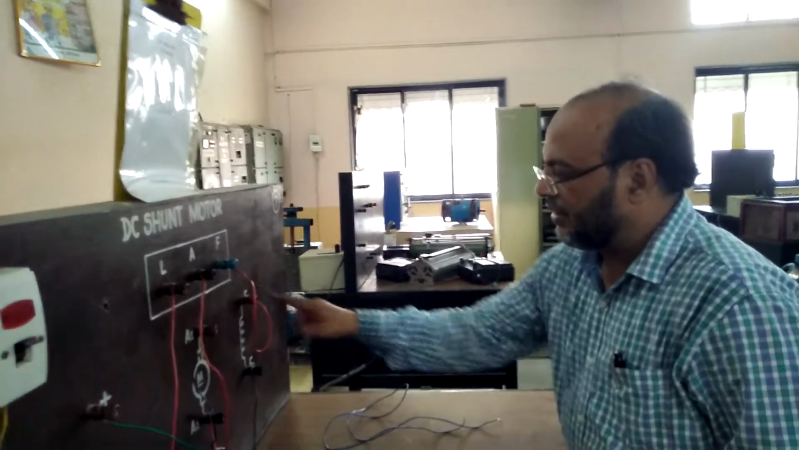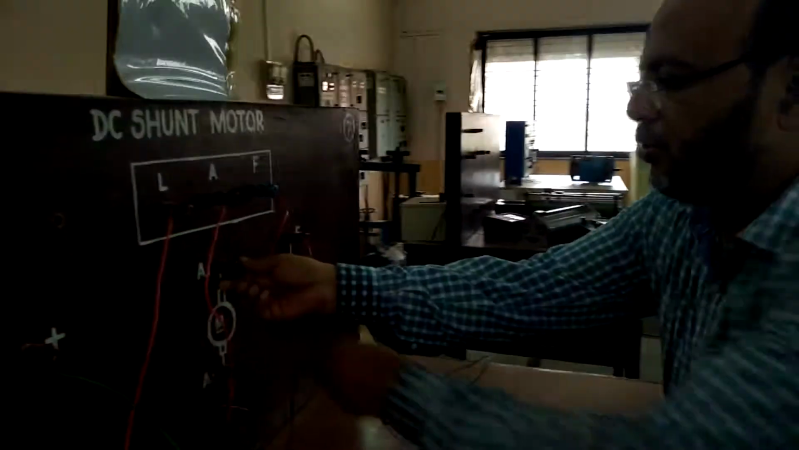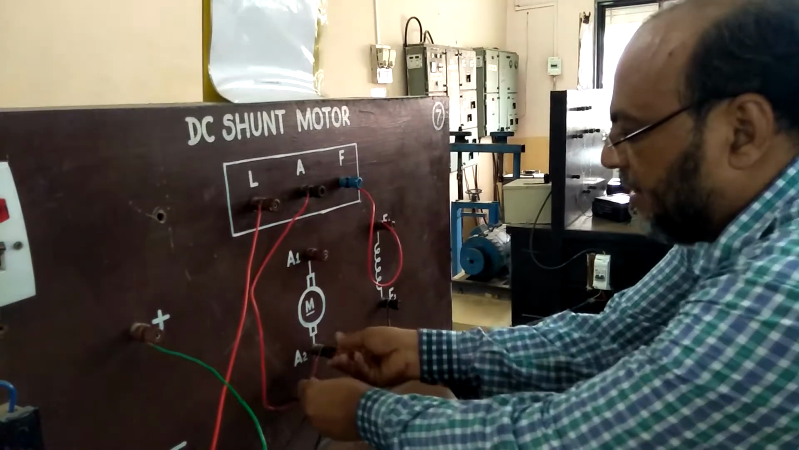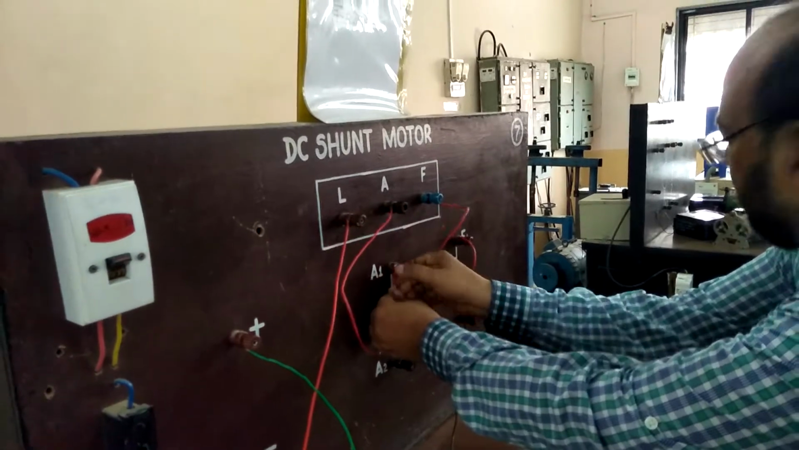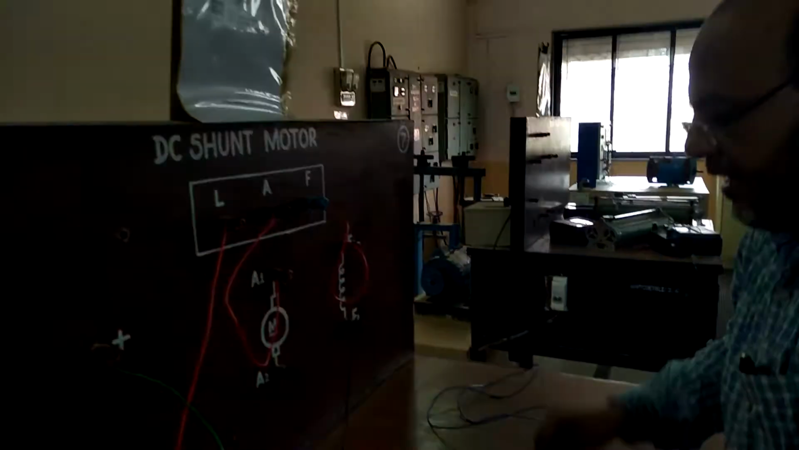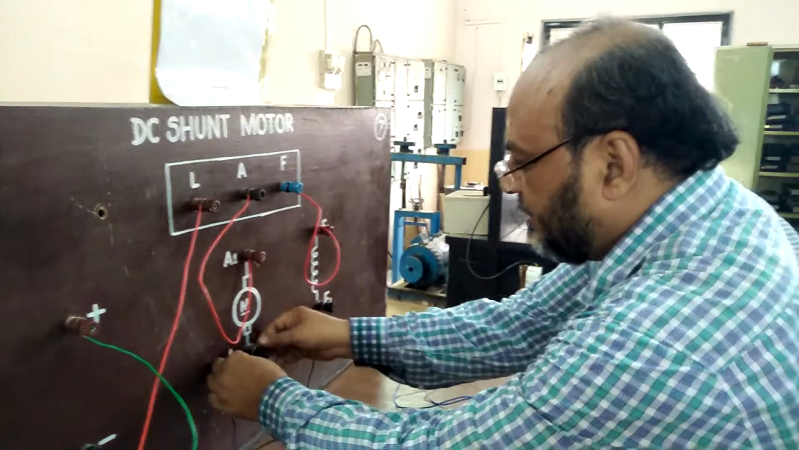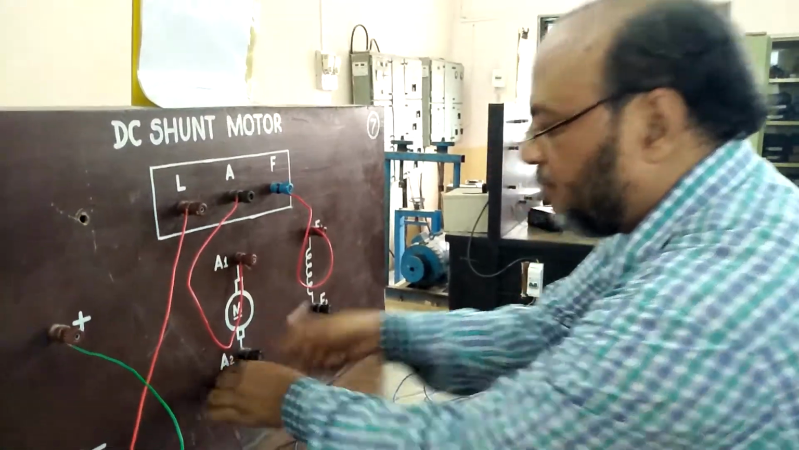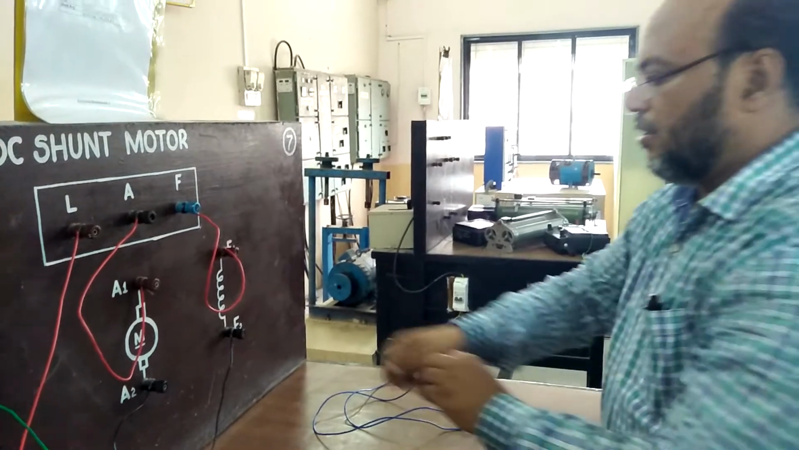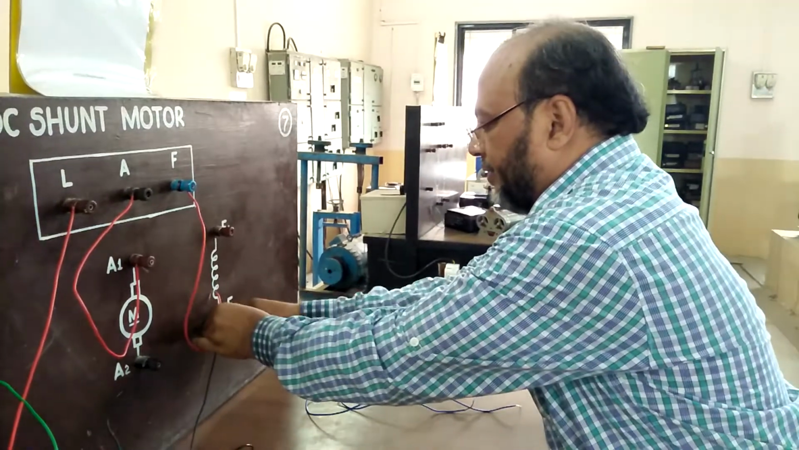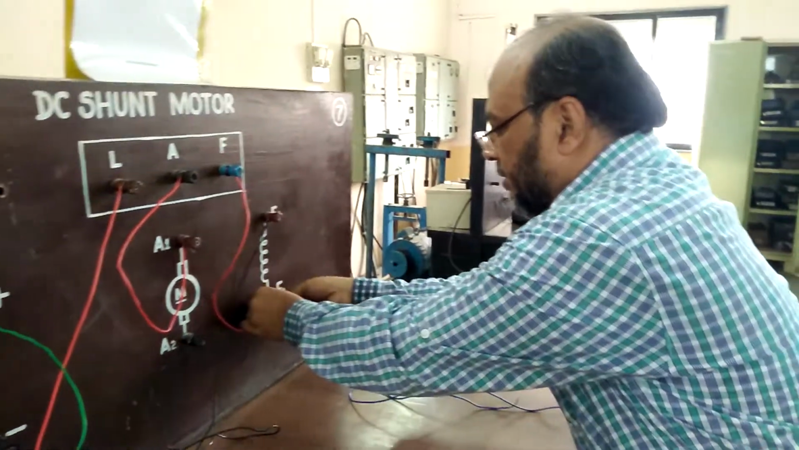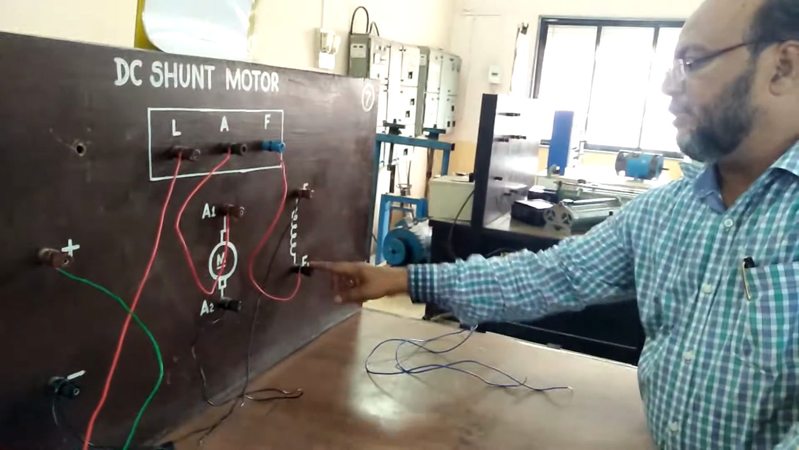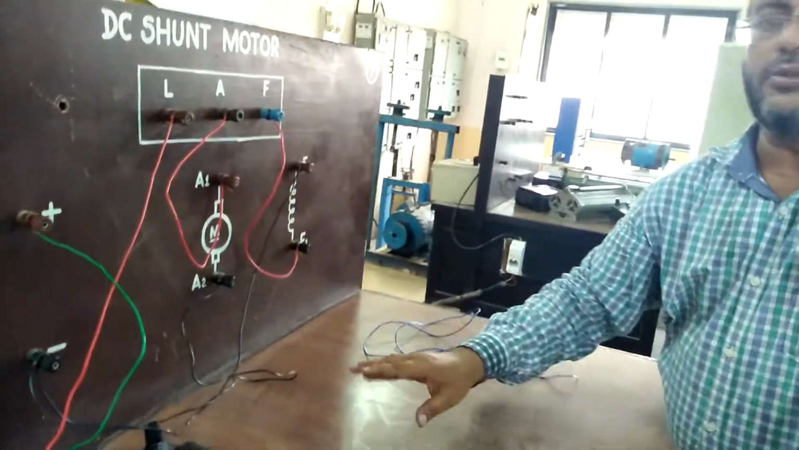Now we will change the direction of rotation by the field method. So we connect the armature in the normal position, meaning A is connected to A1 and A2 is directly connected to the negative. This becomes our normal connection as in the earlier case. Now we are going to change the direction of current in the field winding. Here now F is connected to F2 and F1 is connected to the negative. So the direction of current in the field winding has changed.